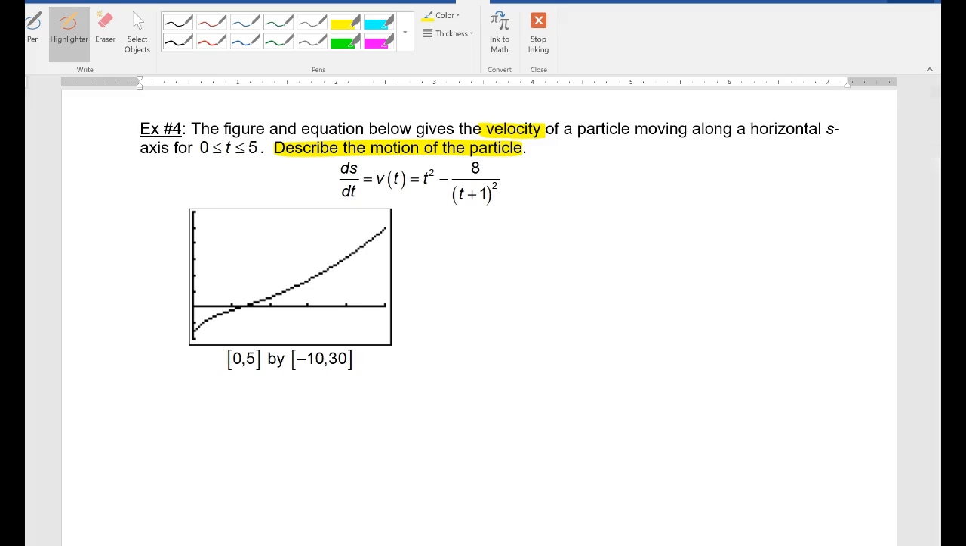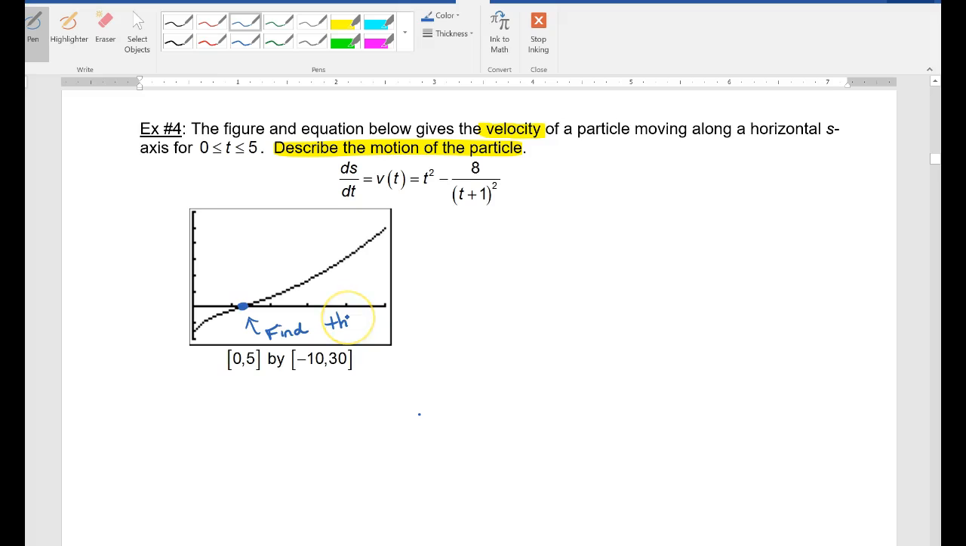What do we need to do? Total distance and displacement? Don't even need that. That's the graph of the velocity. Velocity is negative, it's moving left. It's positive, it's moving right. So all we really need to do is find that point and make a number line. This is not intended to be a hard problem. So we need to find this 0. You overthink it, though.